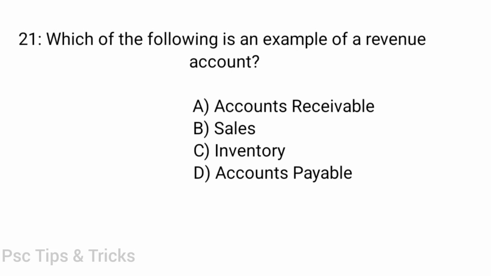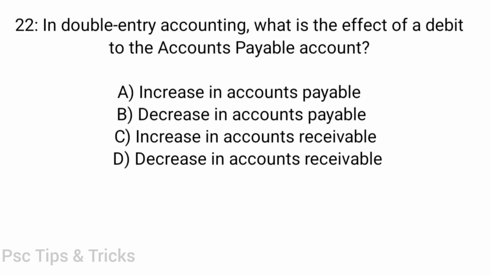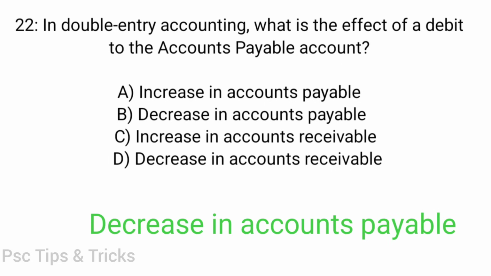Which of the following is an example of a revenue account? Options: accounts receivable, sales, inventory, accounts payable. Sales. In double entry accounting, what is the effect of a debit to the accounts payable account? Increase in accounts payable, decrease in accounts payable, increase in accounts receivable, decrease in accounts receivable. Decrease in accounts payable.